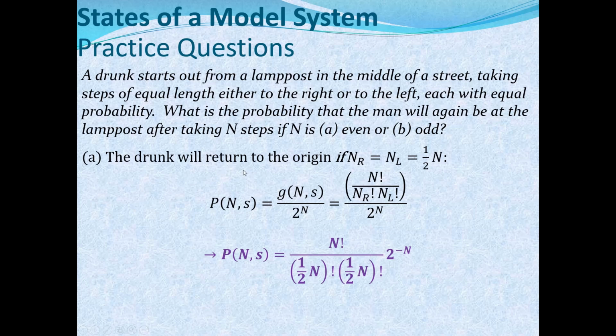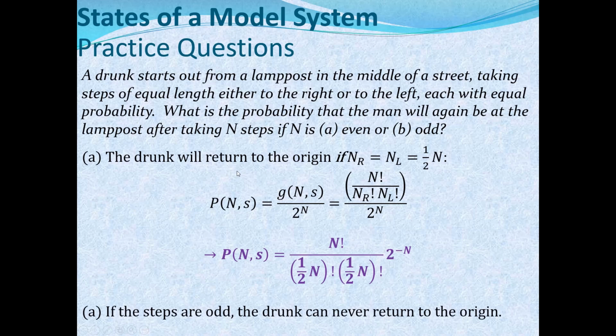Now, part B is a little bit easier. What if it's odd? It's impossible because there's always going to be one extra step, either left or right, and he can never return to that lamppost. So A is the only one that can actually be solved.